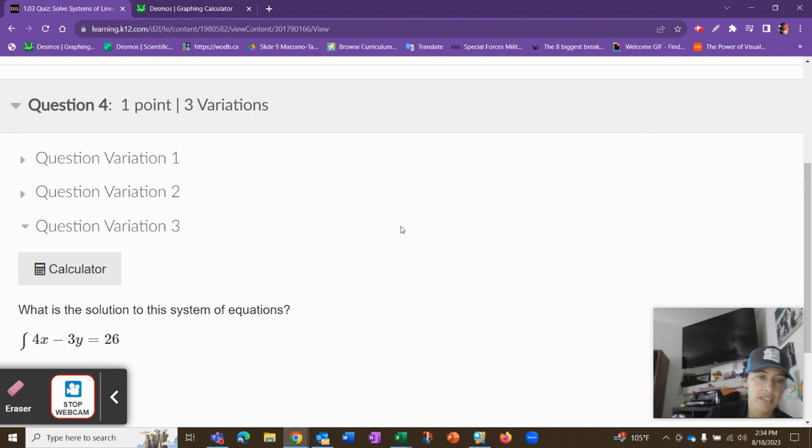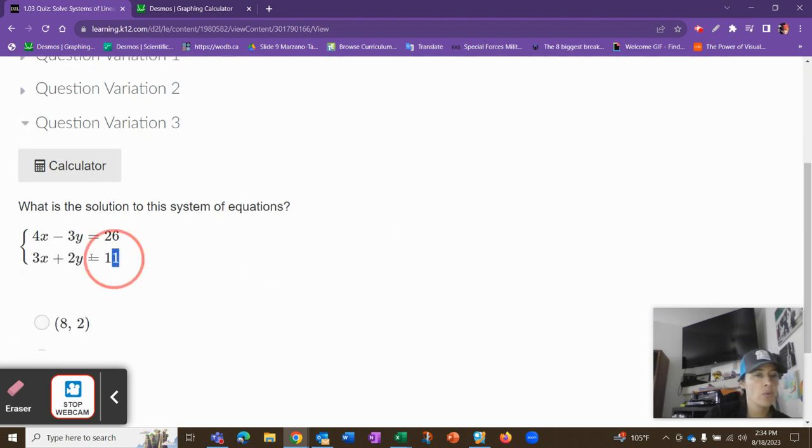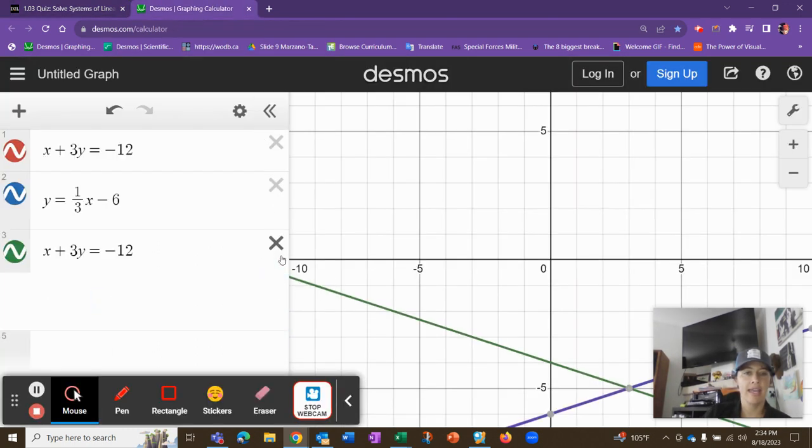Calculator. What is the solution to the system of equations? You know what? They didn't give you a method. Let's just copy paste it. What do you think about that?